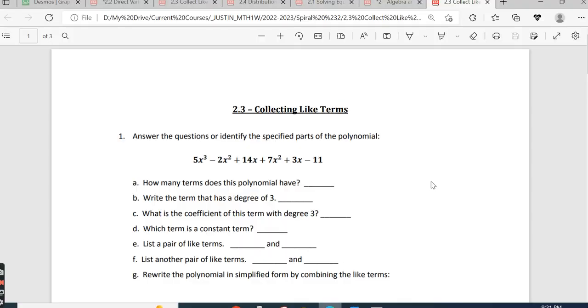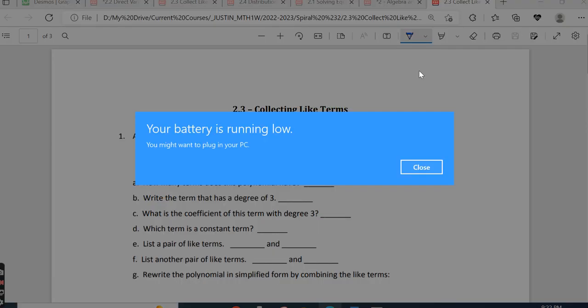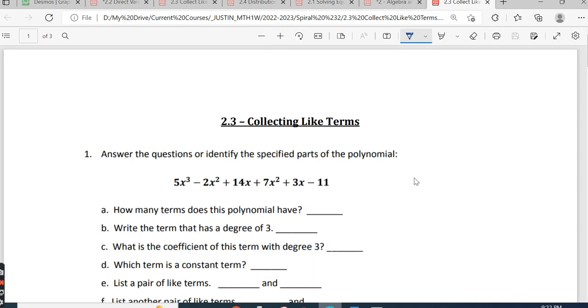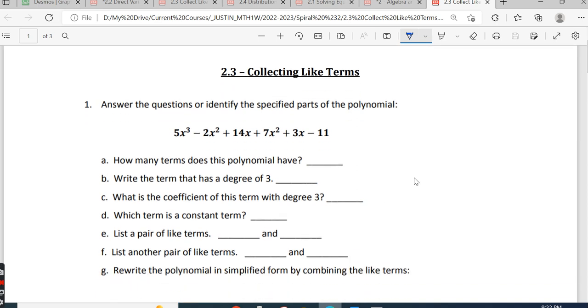All right, so 2.3 collecting like terms. Just as a reminder, when we're spiraling, we're revisiting the same topics. For this lesson, we're revisiting collecting like terms, okay? This would be very easy for some and a review for others. So collecting like terms: answer the questions or identify the specified parts of the polynomial.